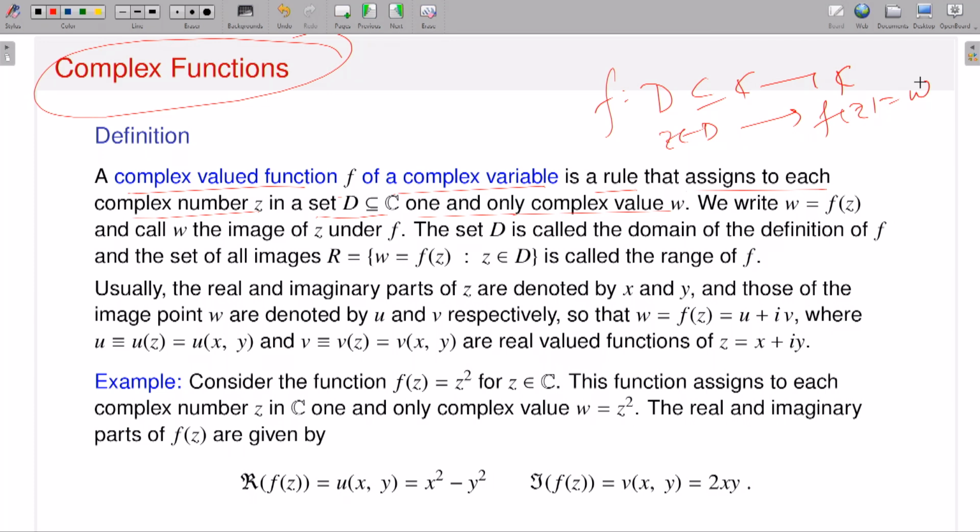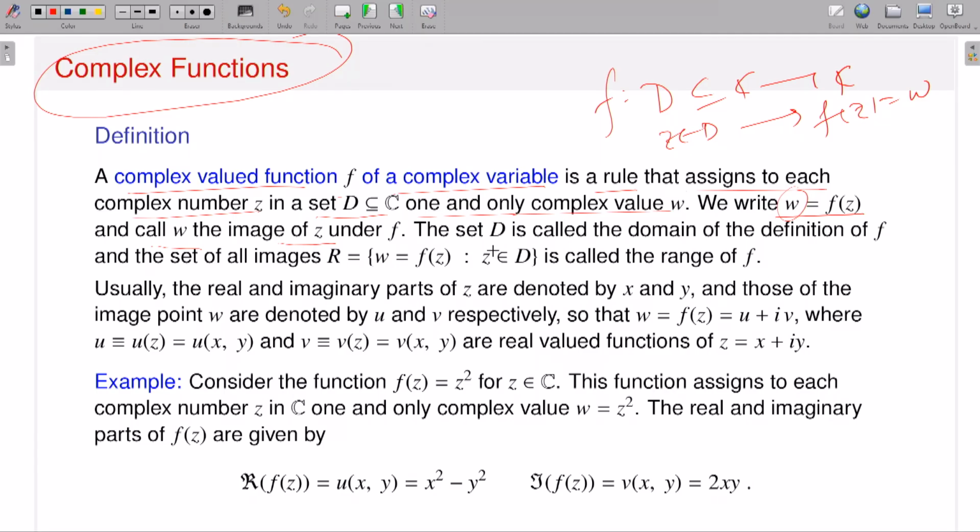This kind of object or rule is called a function, and I am writing w is equal to f of z, which is the value of the function f at the point z. I am saying that w is the image, or image object, under f. These are standard notations you know in the context of real numbers as well. A complex valued function f of a complex variable is a rule that assigns to each complex number z in the domain one and only one complex value in the range, and I am writing w equal to f(z). w is called the image object under the map f.